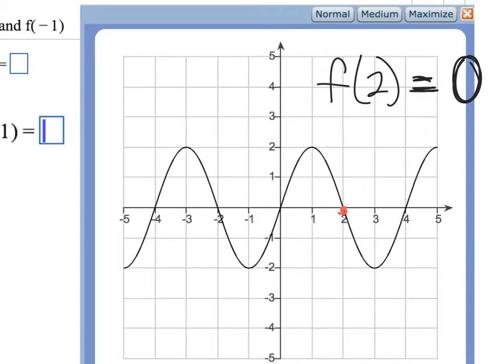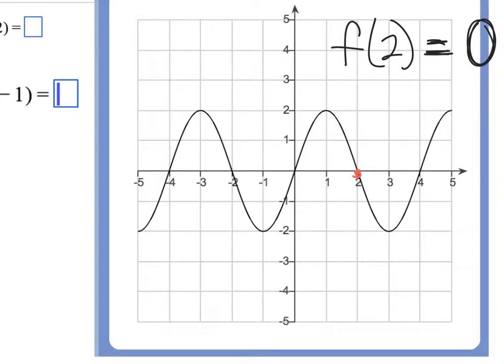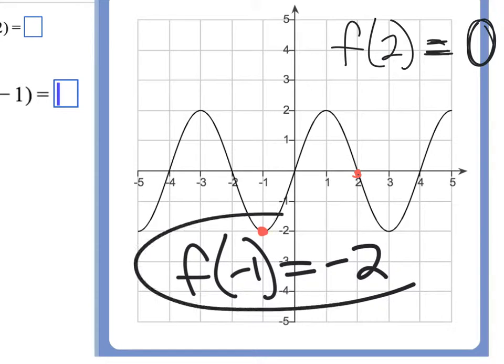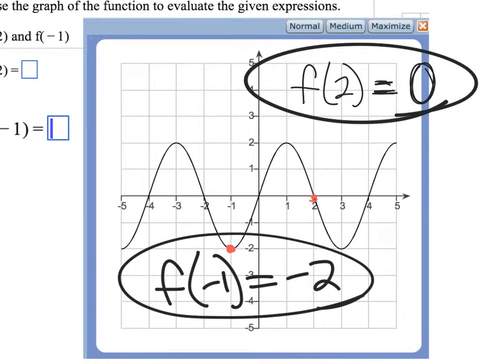And then the other one that we're being asked to do is f of negative 1. And so f of negative 1, so when x is negative 1, what's your y value? It's right here. And so f of negative 1 is equal to negative 2. And so those are your two answers for this problem.